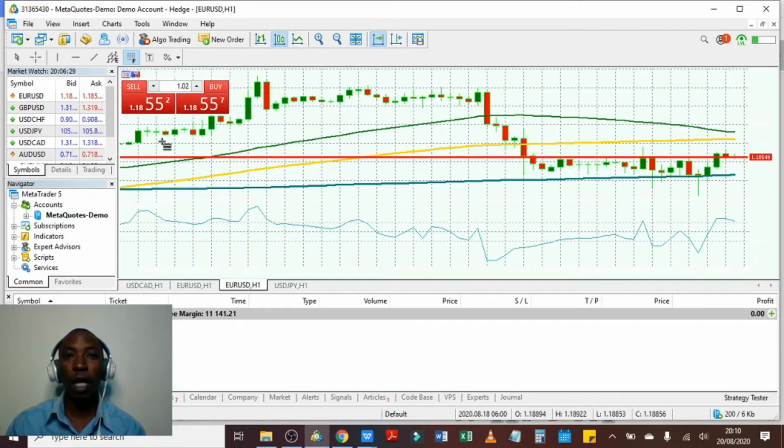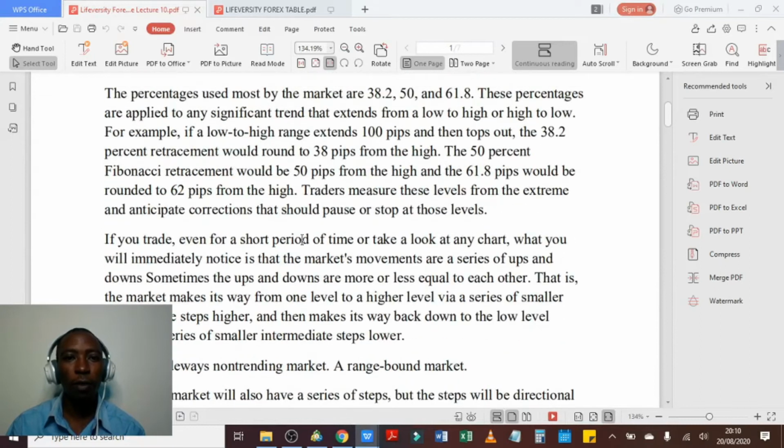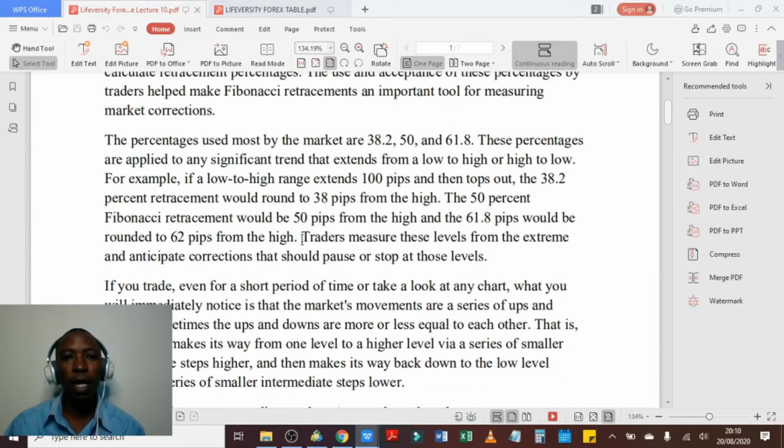To draw Fibonacci retracement levels for an uptrending market, you simply have to connect the lowest price and the highest price in that session, and you'll be able to see the most important Fibonacci levels coming up. And as we saw in the lecture document, there are three most important Fibonacci levels, and these are just percentages. The percentages used most by the market are 38.2, 50, and 61.8.